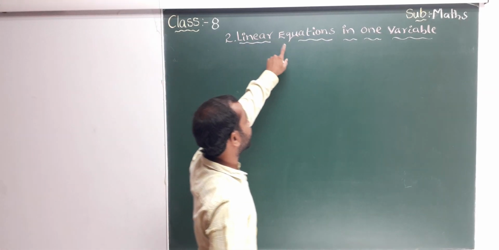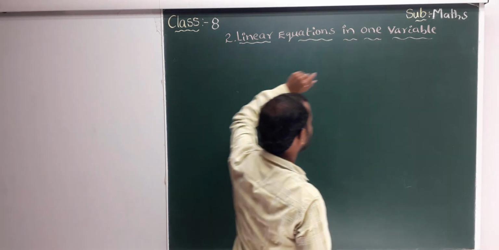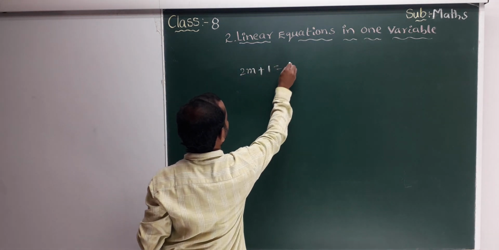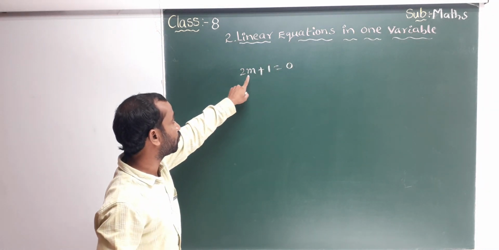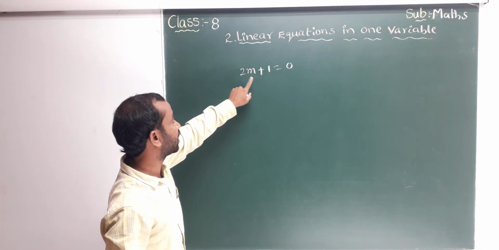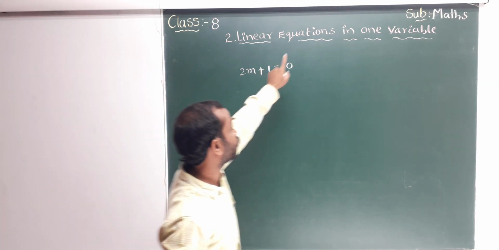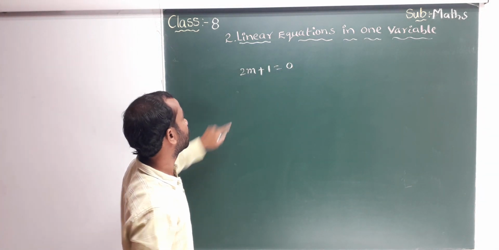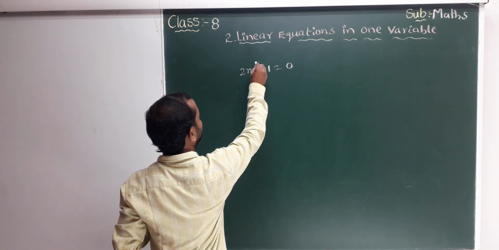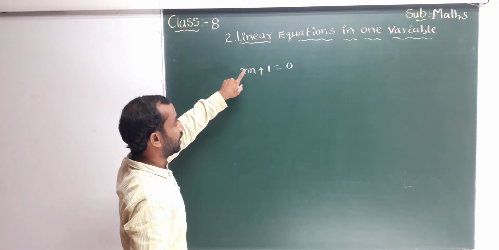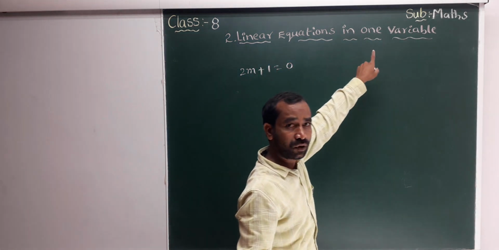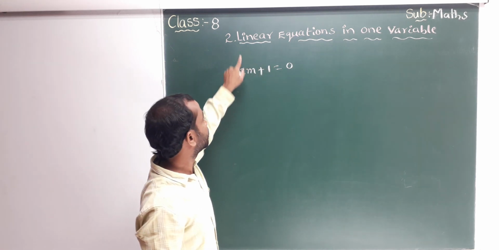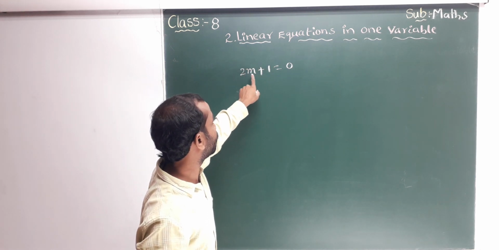Next, linear equation in only one variable. That means here 2m plus 1 equal to 0. Here we have only one variable, that is m. Then it is called a linear equation in one variable. Here m is the only variable, and the variable power is 1. So this is a linear equation in one variable. The variable is m.